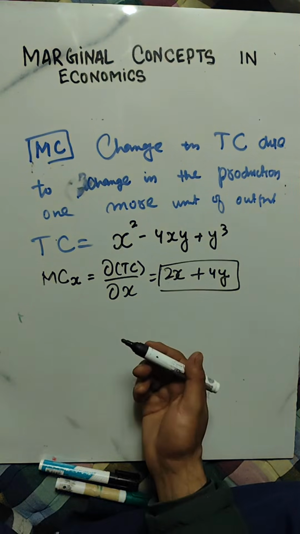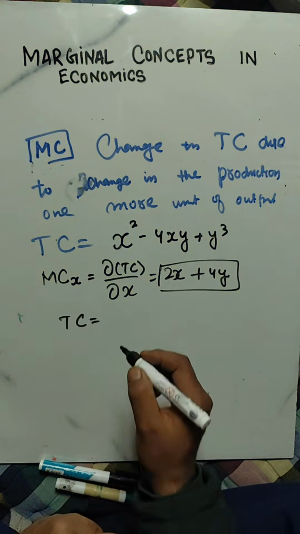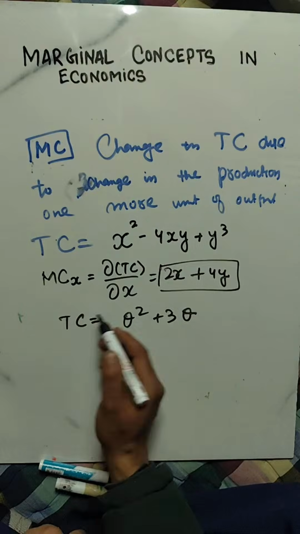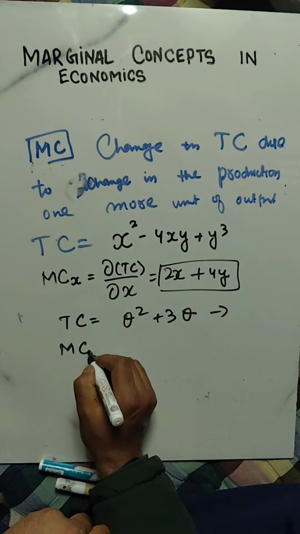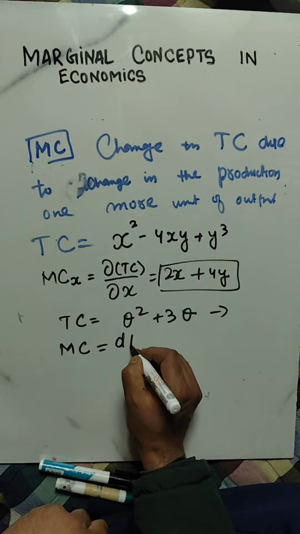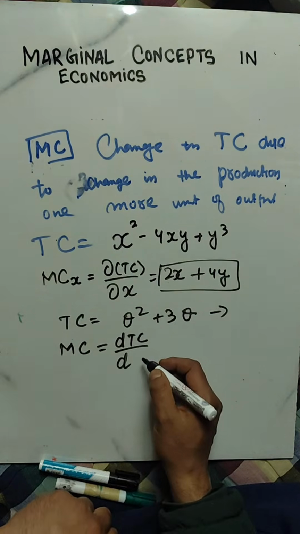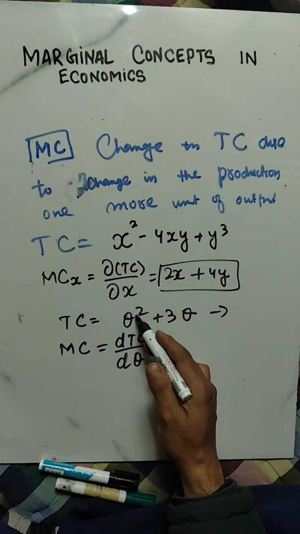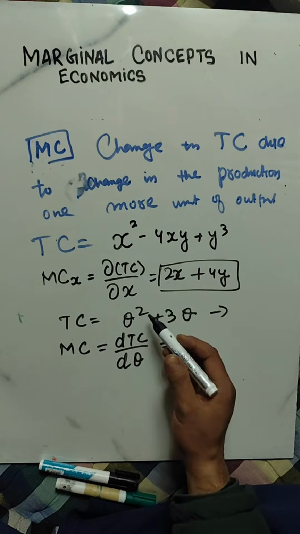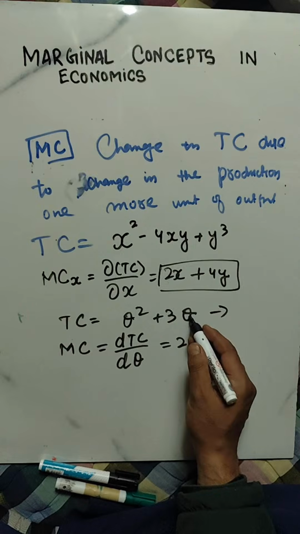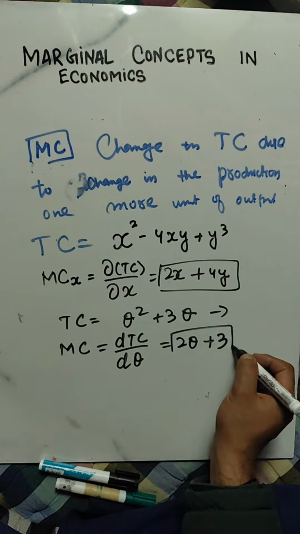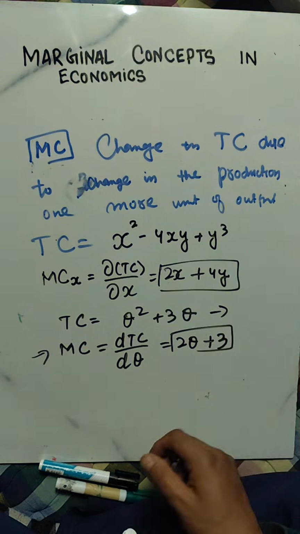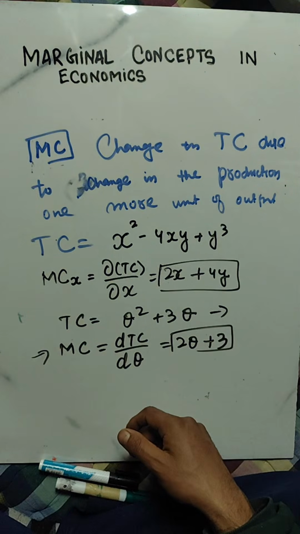Let us suppose cost is a function of output produced, that is q square plus 3q. Then in case of a single good, marginal cost will be the change in the total cost due to the change in the units of output, one more unit of output produced. So this time the derivative of q square will be 2q, and the derivative of q is 1, so we will get 3. So this is in case of a single output, when we are producing one output, and the earlier one is in case of producing two goods.